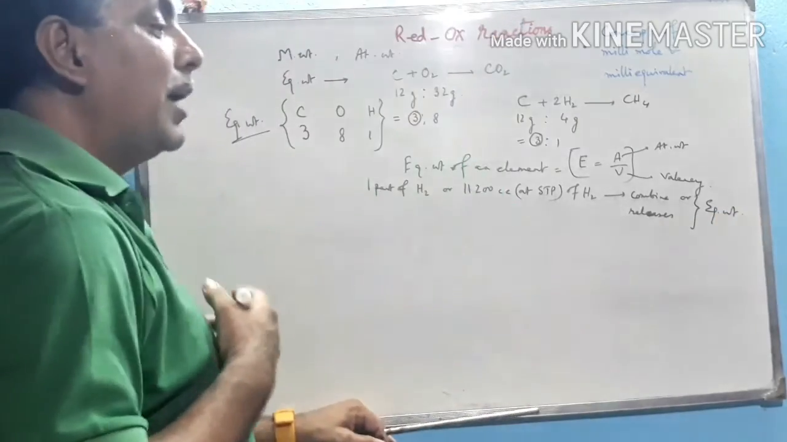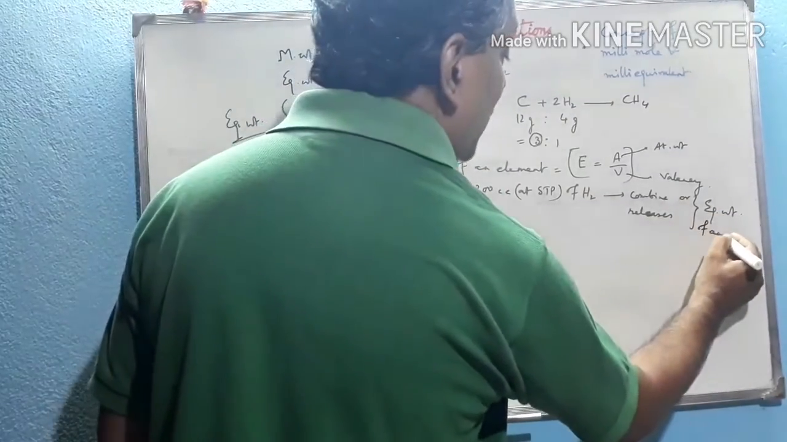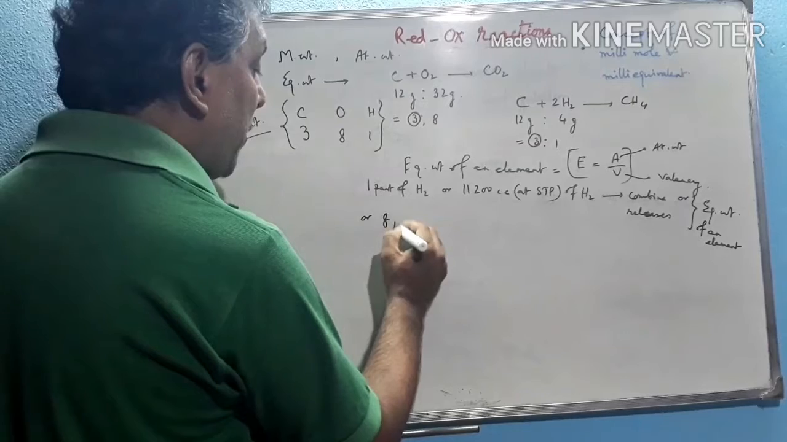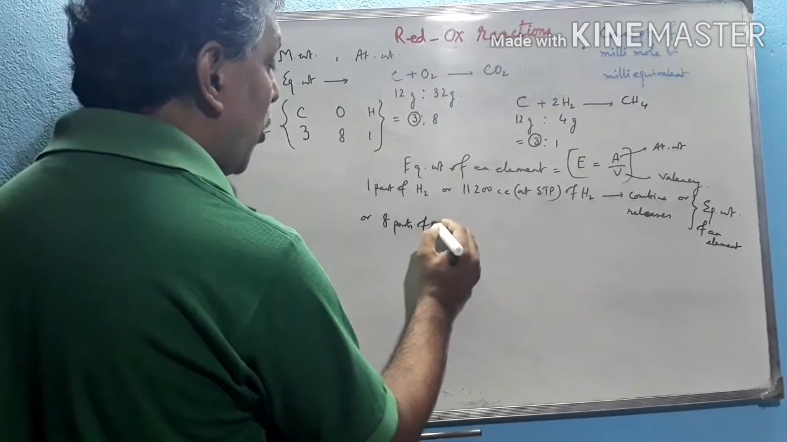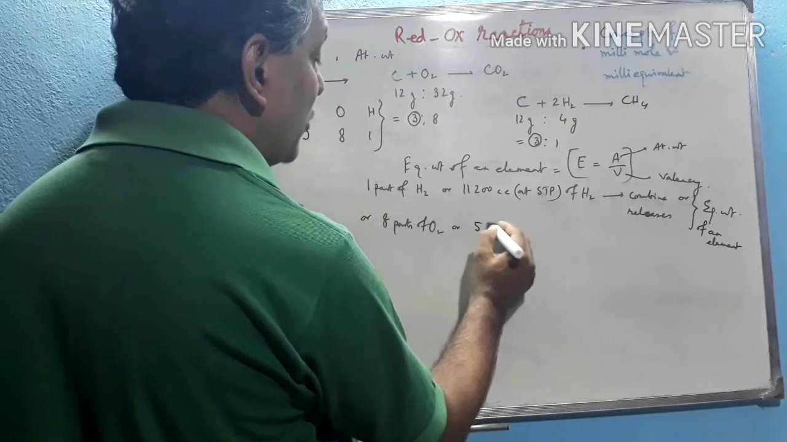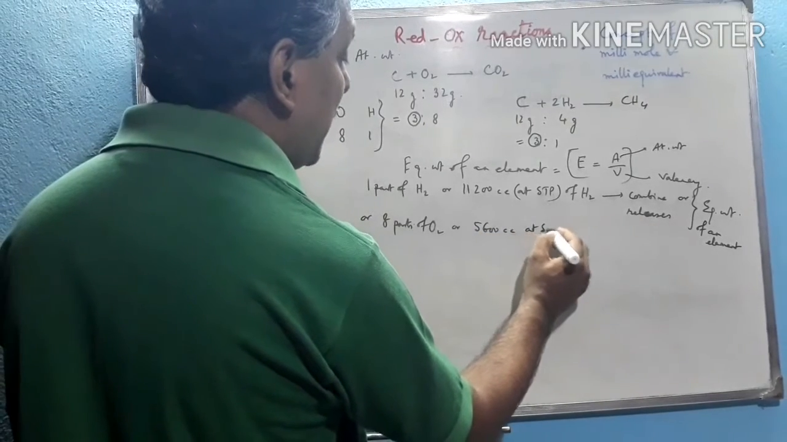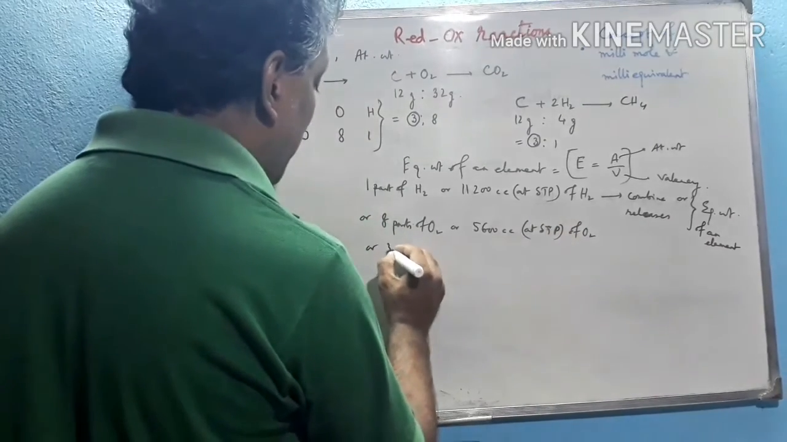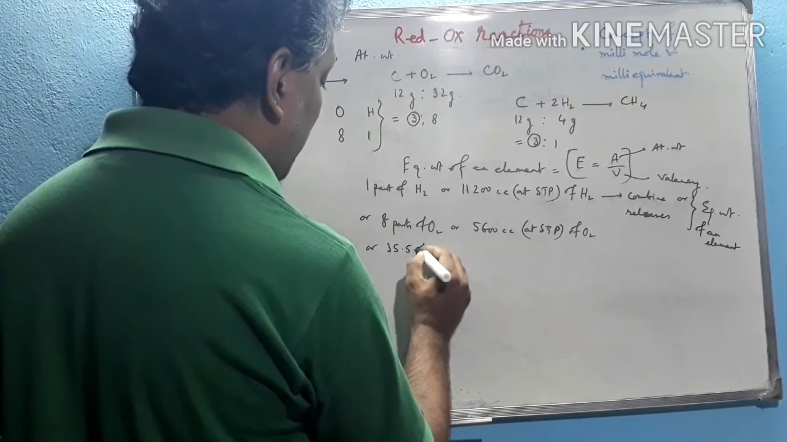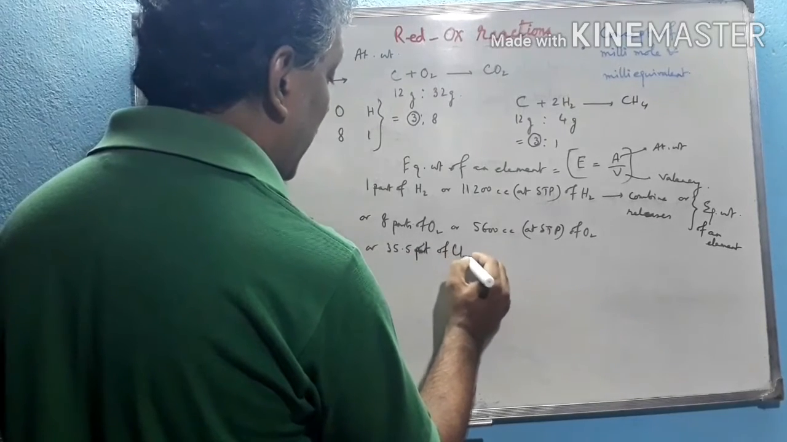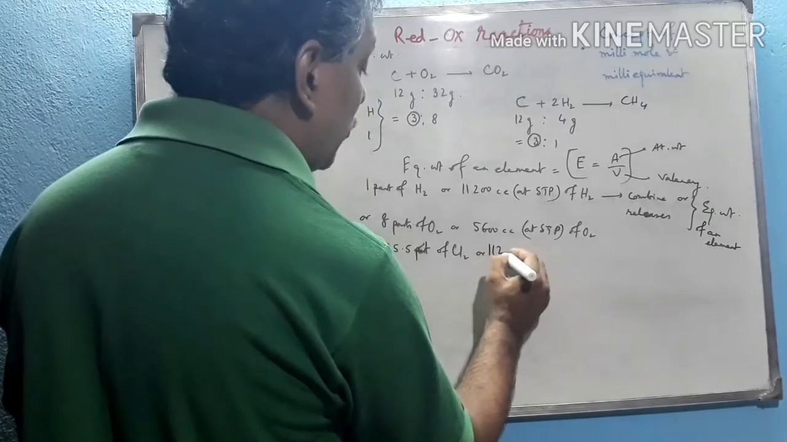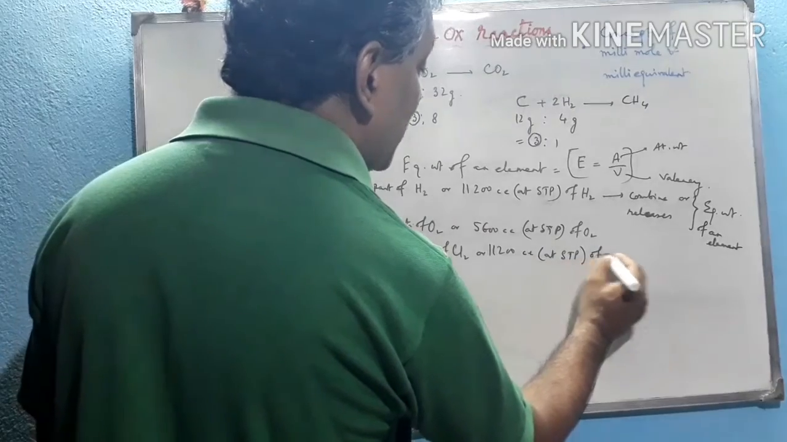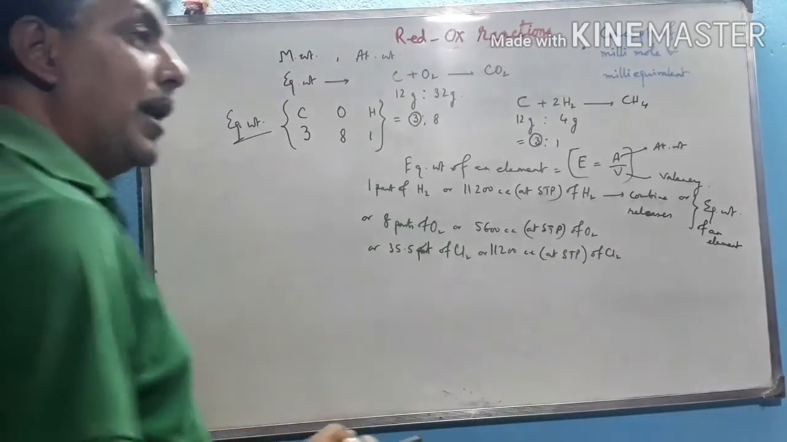So we can calculate the equivalent weight of an element with respect to one part of hydrogen, or 8 parts of oxygen, or 5600 cc at STP of oxygen, or 35.5 parts of chlorine, or 11,200 cc at STP of chlorine. With respect to any of these three, we can calculate the equivalent weight of an element.